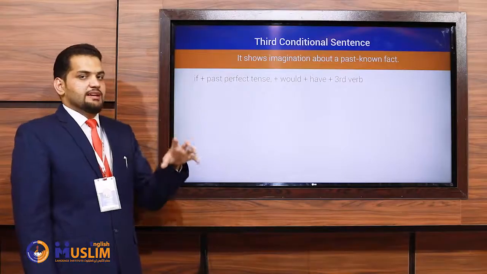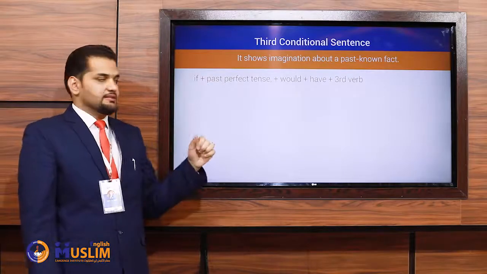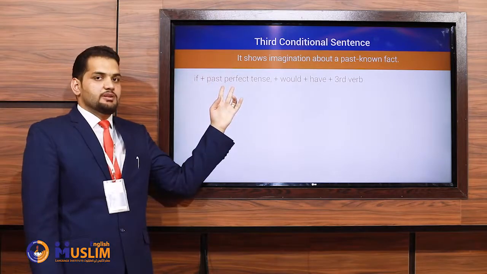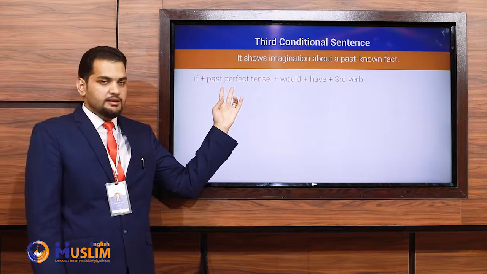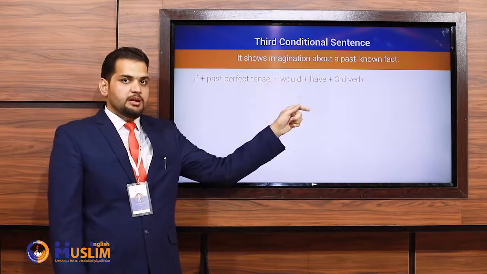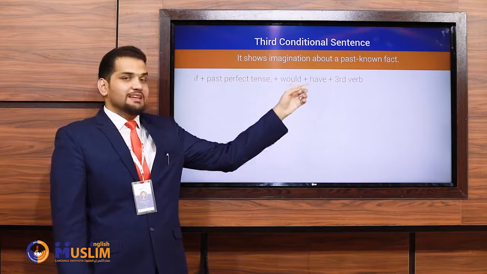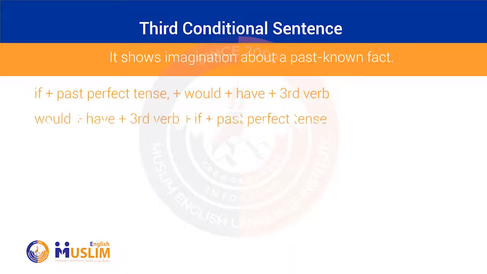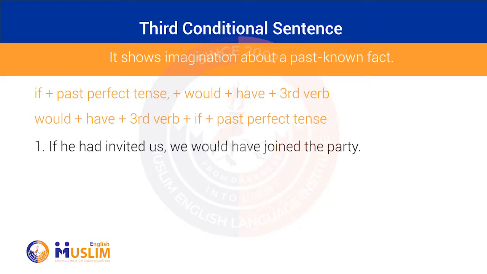The difference between second conditional sentence and third conditional sentence in the structures is that there we use simple past, but here we use past perfect. There we use would plus base form of the verb, but here we use would plus have plus third form of the verb. The same structure can also be said like this: would plus have plus third verb plus if plus past perfect tense. For example, number 1.